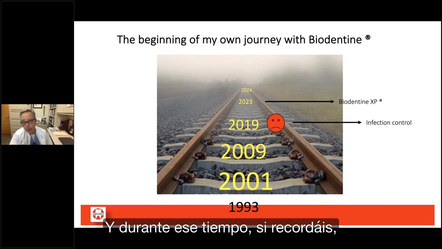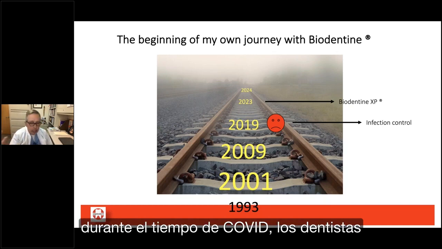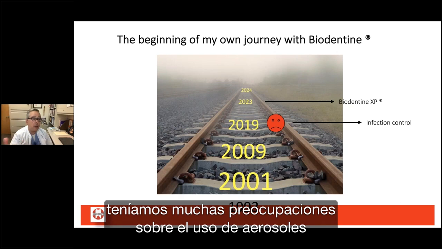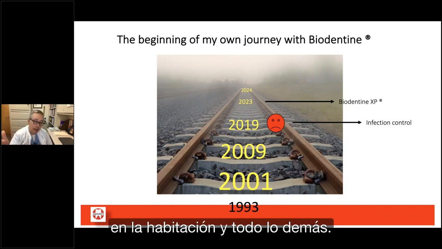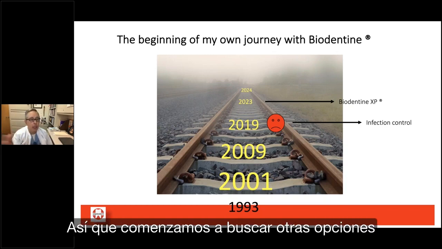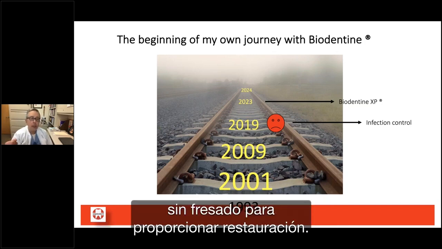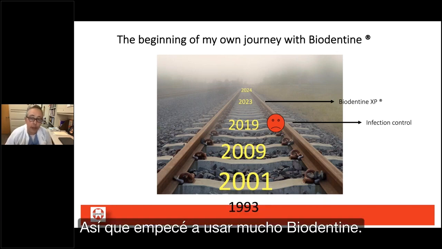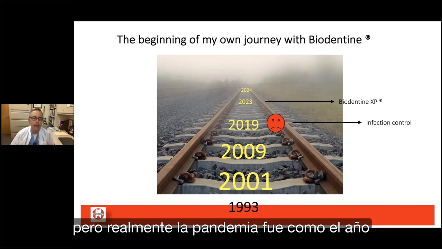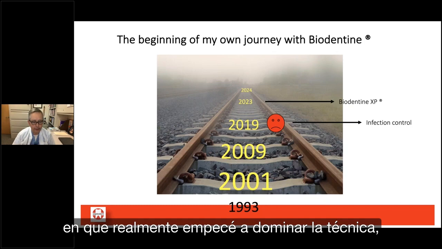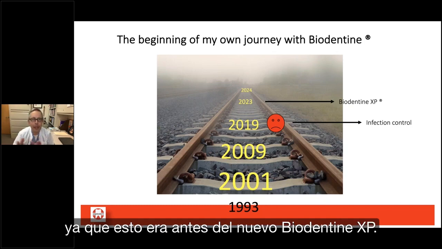If you remember, during the time of COVID, we collectively, as dentists, had a lot of concerns about the use of high speed and low speed, the aerosols, and the dissemination of the virus in the room and everything else. So we started to look at other non-restorative, no-drilling options for providing restoration. So I started to use a lot of Biodentine. I was using Biodentine before that, but the pandemic was really the year that I started to master the technique, which was before the new Biodentine XP.